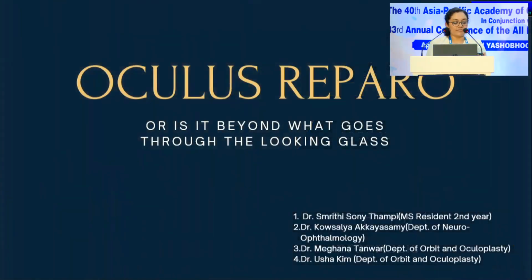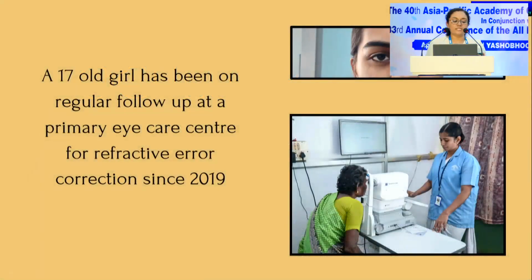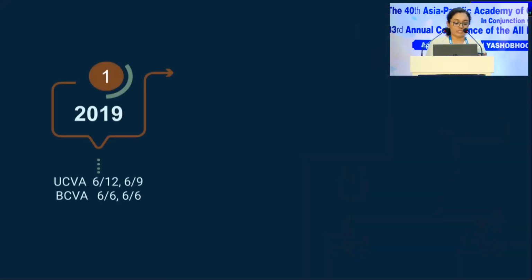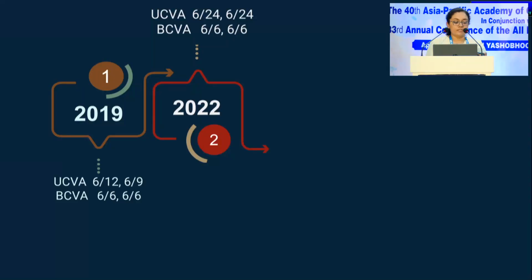A very good afternoon to one and all present here. A 17-year-old girl with no significant medical history has been on regular follow-up at a primary eye care vision center since 2019 and was consistently prescribed glasses, where she took up full correction. However, during her visit to our center in the year 2022, the vision center technician noticed a significant decline in her uncorrected vision. Her right eye dropped to 6/24 and the left eye also showed a similar decrease, which improved to 6/6 with adequate correction.